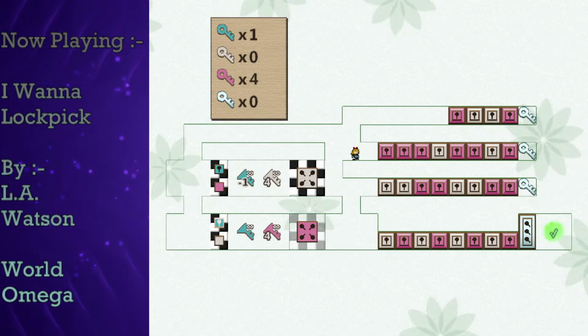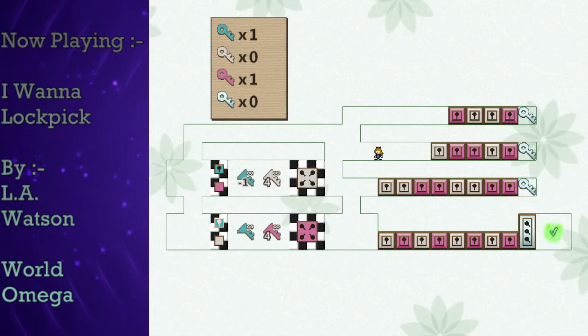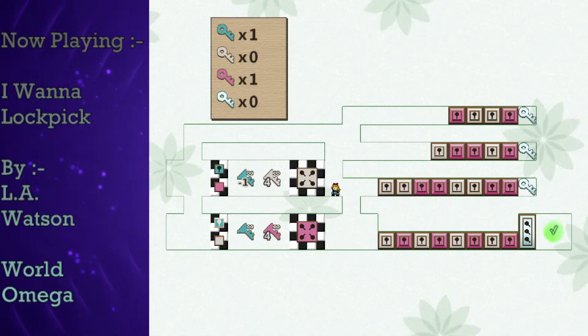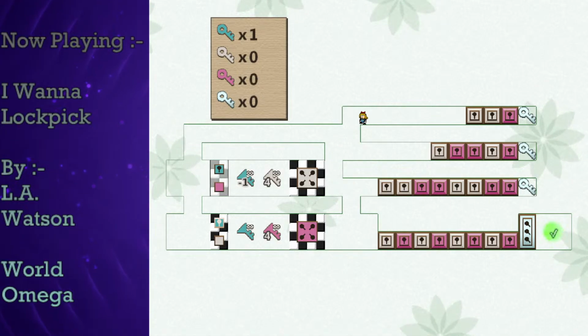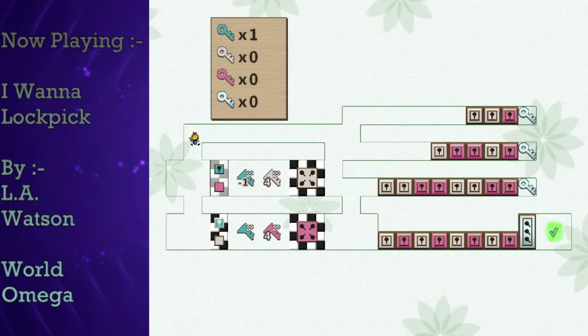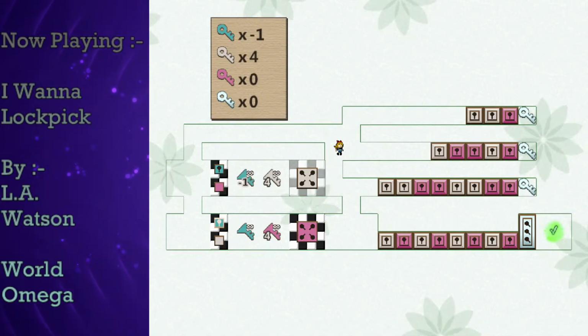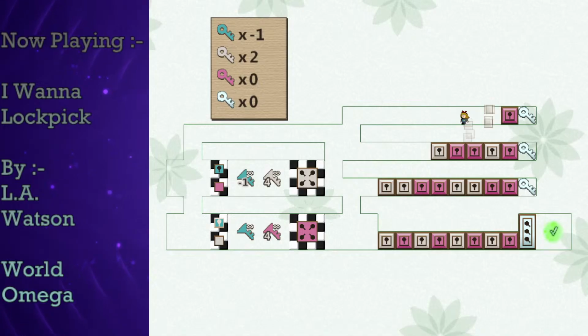Okay. These are fun puzzles. I like them. And now we... Oh, we need one more. Now we can do one.